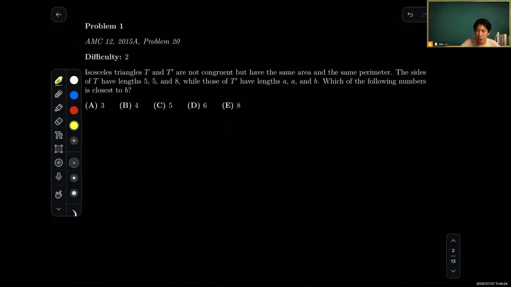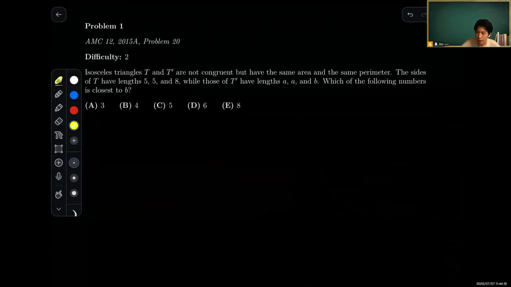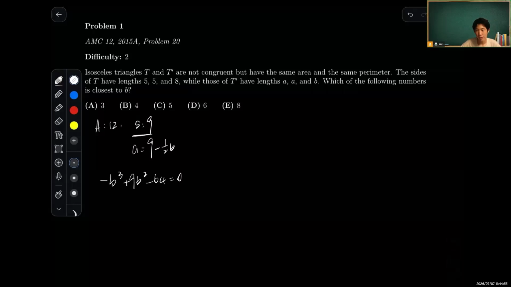Now, problems. The first one, an easy problem to start with. Take a moment and look at it. This problem inspires Heron's formula. For the first triangle, we have an area of 12 and a semi-perimeter of 9. And of course, since the semi-perimeter is 9, we also have A equal to 9 minus one half of B. Now apply Heron's formula to the second triangle. We arrive at this equation. You can derive it yourself.